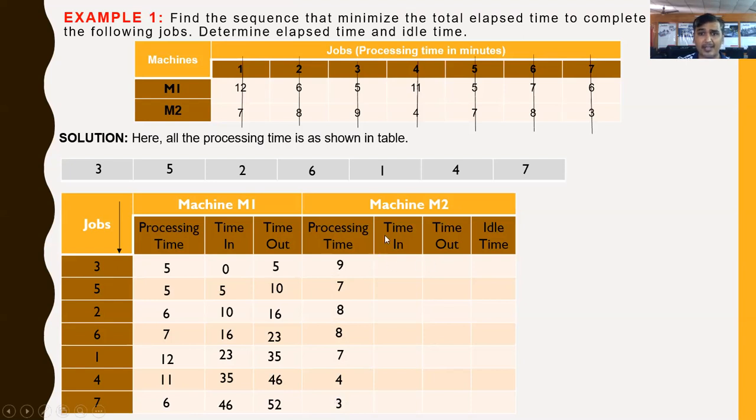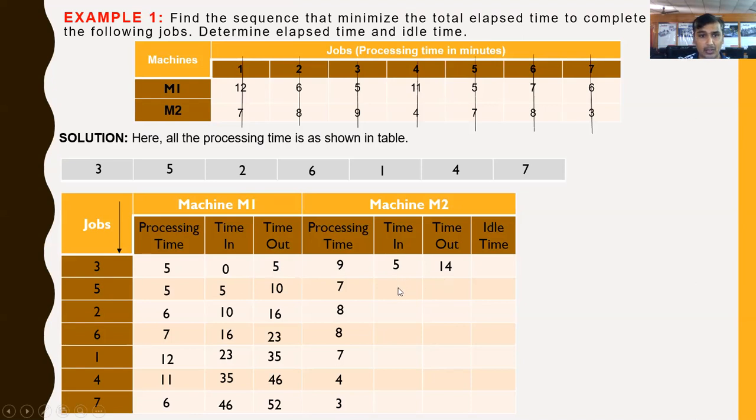Now, in this condition, the time in is different, which means we cannot write down 0 or the summation. So how do we calculate time in for machine 2? Here, job number 3 on machine 1 is completed after 5 minutes. So in machine 2 we have to consider this time out. Write down the 5 minutes. 9 plus 5 is equal to 14.